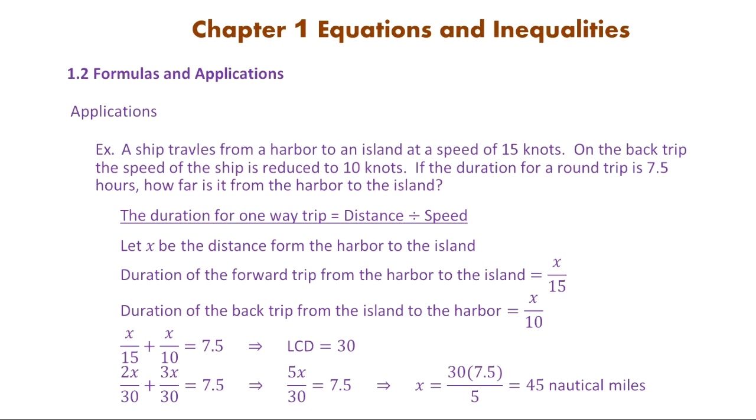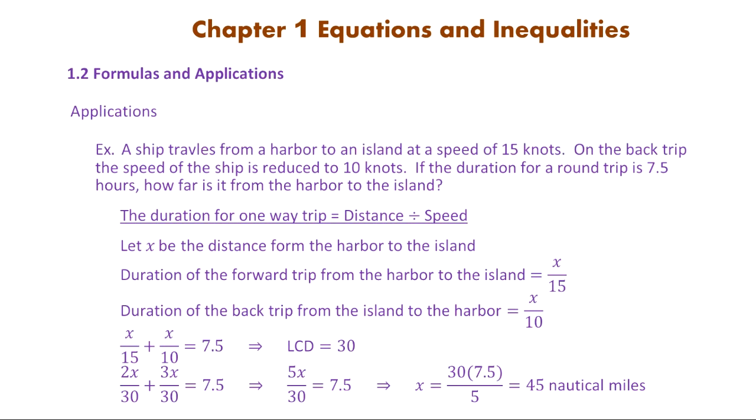It says a ship travels from a harbor to an island at a speed of 15 knots. So that's 15 nautical miles. It's a little bit more than 1 mile. A nautical mile is a little more than 1 mile. So 15 knots is 15 nautical miles per hour. So that's the speed of the ship from the harbor to the island.